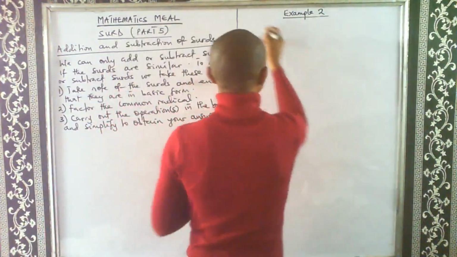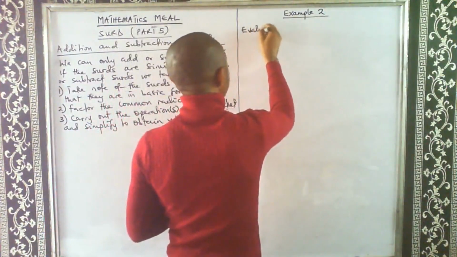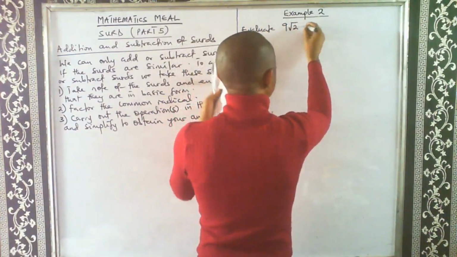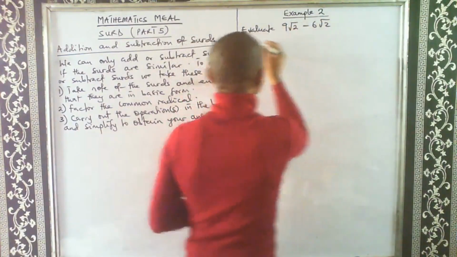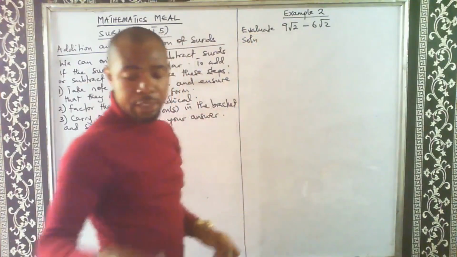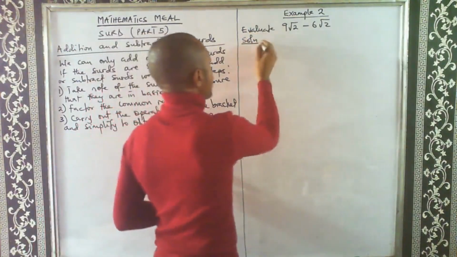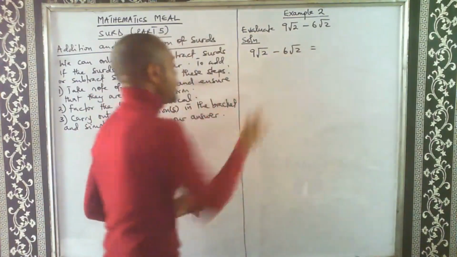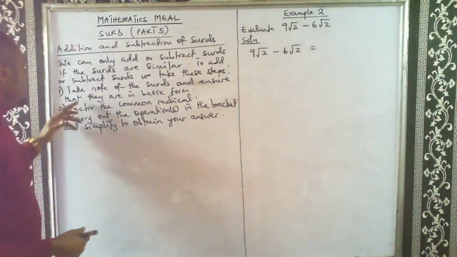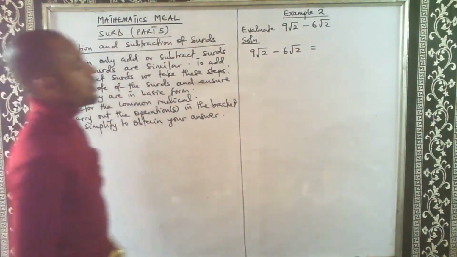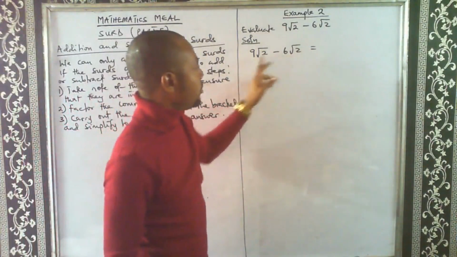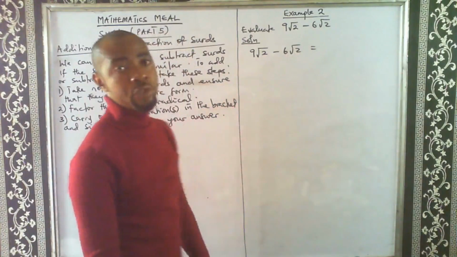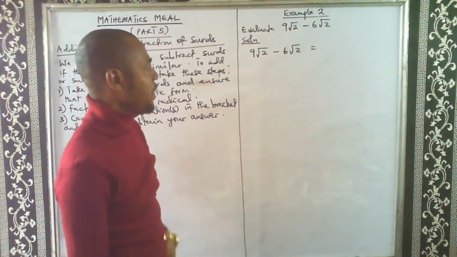We have: evaluate 9 root 2 minus 6 root 2. So we solve this. We are taking note of this surd, right? And we have also ensured that they are in basic form. They are in basic form because 2 can no longer be reduced. So we move together. Let's begin.